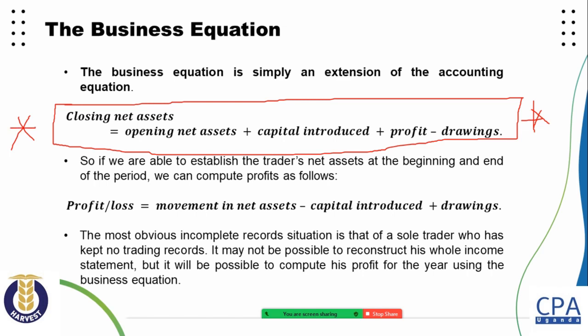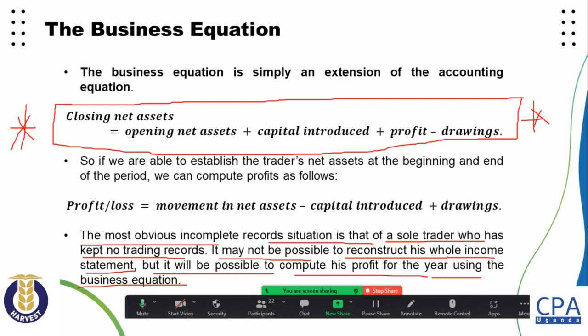This equation, you're not going to be given. So don't just sit back and say, we shall be given the equations. No, we shall not give you the equations. You must know these ahead of the examination. So we are saying that the most obvious incomplete record situation is that of a sole trader who has kept no trading records. It may not be possible to reconstruct his whole income statement, but it will be possible to compute his profit for the year using the business equation.